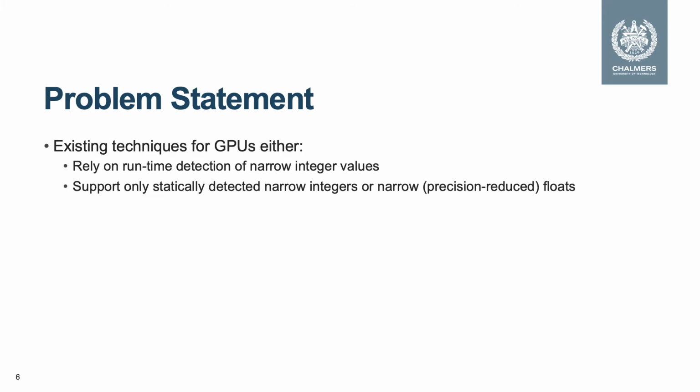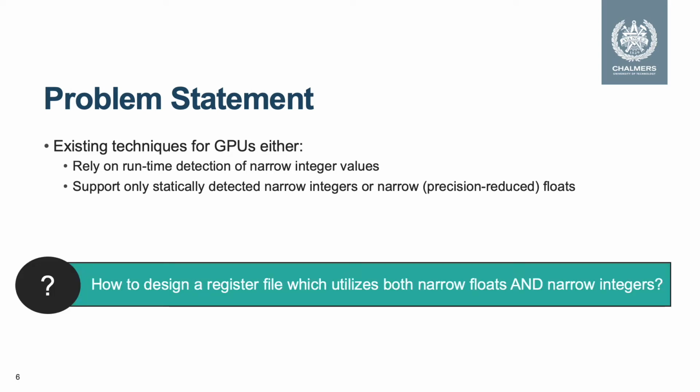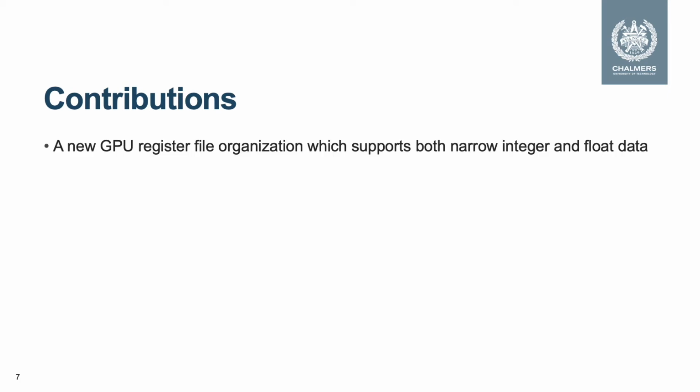The problem, however, is to make use of both of these observations at the same time, because existing techniques for GPUs either rely on runtime detection of narrow integer values, which doesn't work for floats, or support only statically detected narrow integers or precision-reduced narrow floats. So the problem we want to solve is how to design a register file which utilizes both narrow floats and narrow integers. The contribution of this paper is a new GPU register file organization which supports both narrow integer and float data.